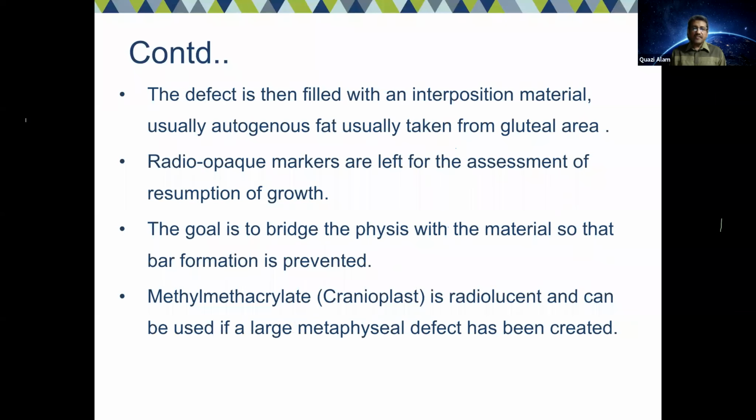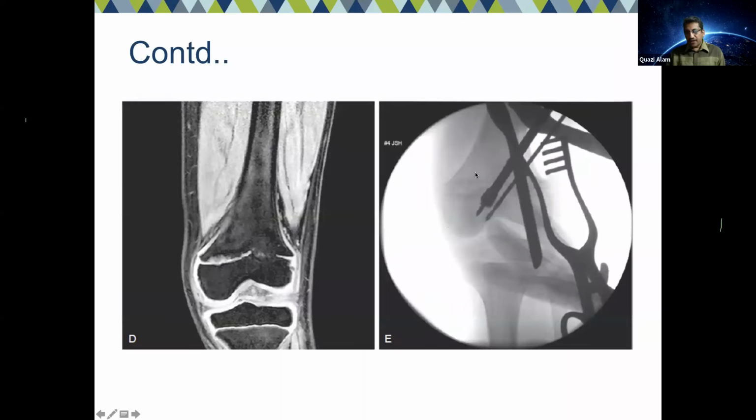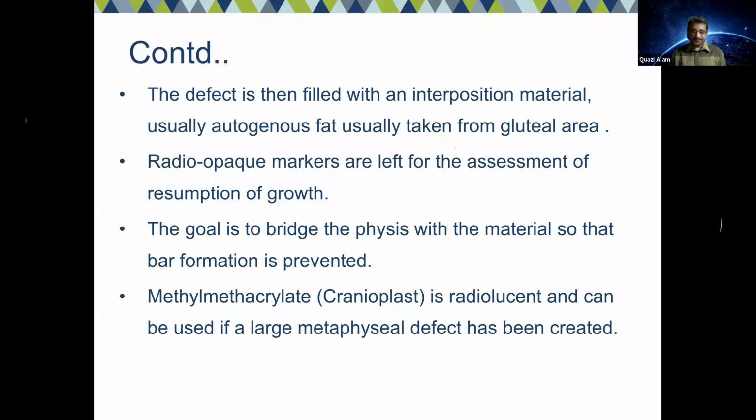The defect is usually filled with an interposition material. As I have told you, mostly it is autogenous fat, usually taken from the gluteal region. The radio-opaque markers are left for the assessment of the resumption of growth. So after removing the bar, you put some K-wire or some bony staples over this part, parallel to the growth plate. In the successive follow-up X-rays, you observe the position of these markers, whether they remain parallel or whether they become non-parallel. That will indicate whether the physis has resumed its growth normally or incompletely.